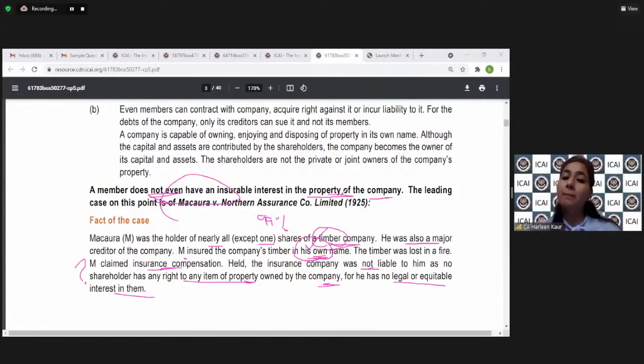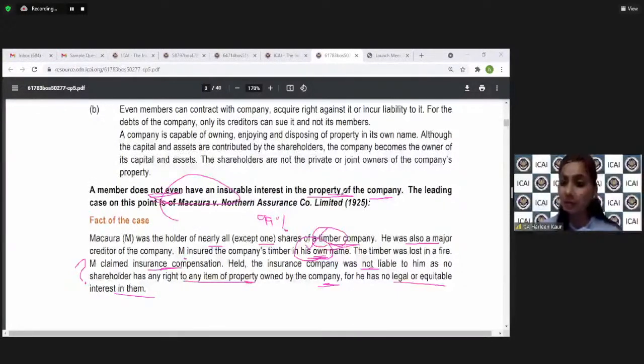paid the money. But Macora versus Northern Assurance Company is a simple case law where the examiner can simply ask you to prove this point: can you have an insurable interest? If such a question comes, again your answer will be based on the third feature of companies, that is separate legal entity. So you will give the reference of Macora versus Northern Assurance.